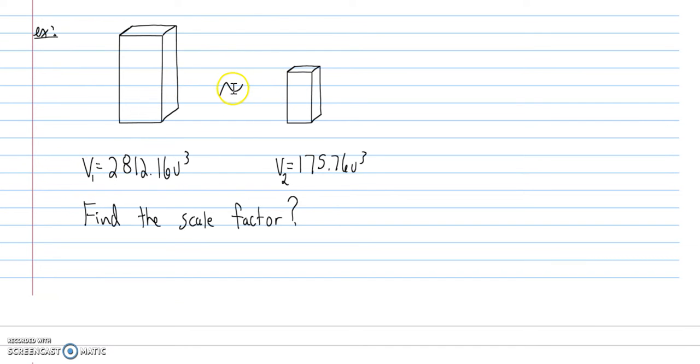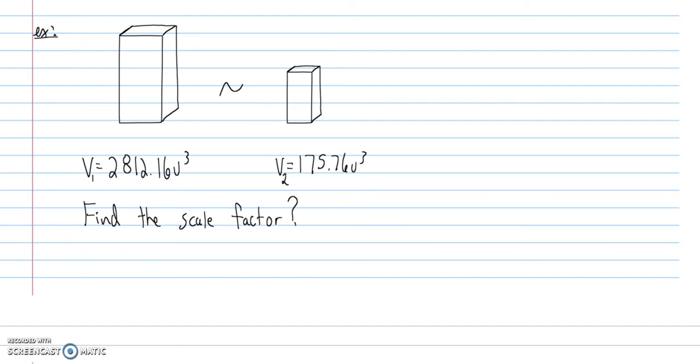If nothing else, this little symbol between them tells us that they are similar to each other. We're given the volume for the one on the left and the volume for the one on the right, and the question is, what is the scale factor? In other words, we have this volume ratio that we can figure out. From there, we want to know what the linear ratio is. In other words, how does this segment compare to that segment?